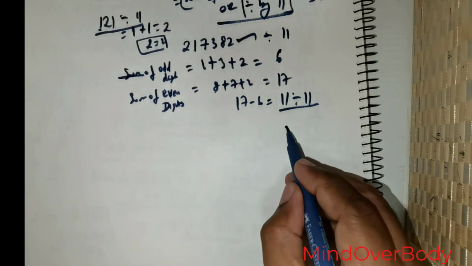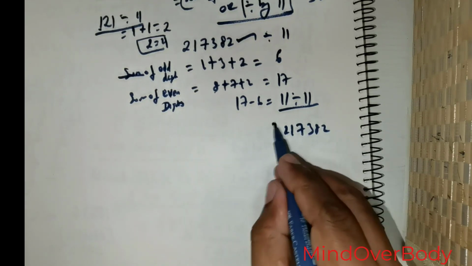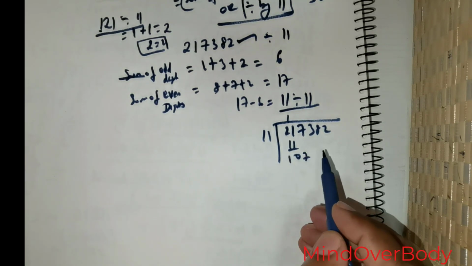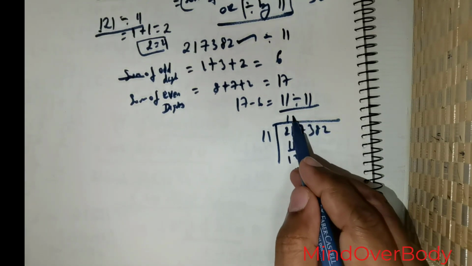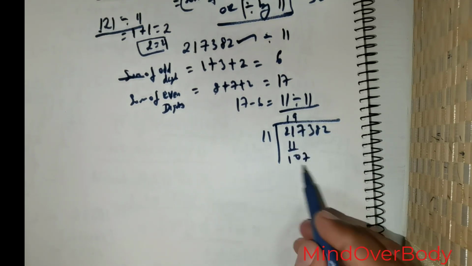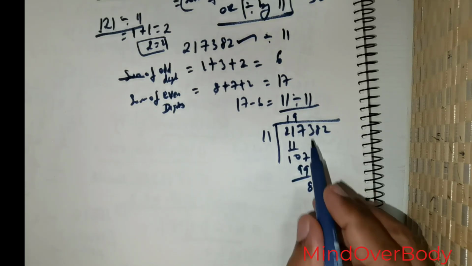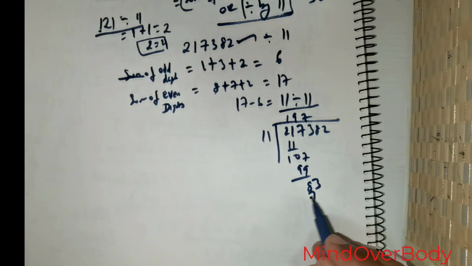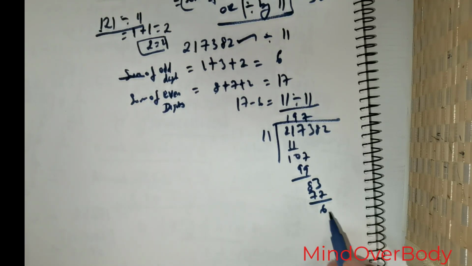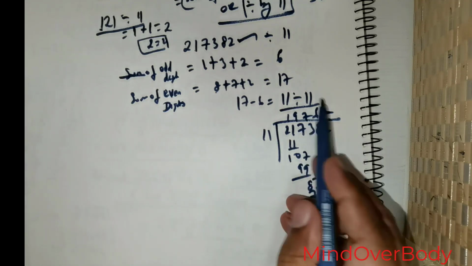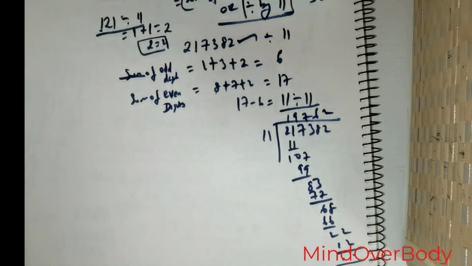You can really check that out. I can show you: 217382. 11 ones are 11, 0, you bring 1 down, 7, and 11 times 9 will give you 99, and this is going to give you 8, and you can bring the 3 down. 7 times 11 is 77, this is going to give you 6. You bring an 8 down, this is 66. 2, this is 2, 22. Okay, so this is the condition that I've applied, and I got the result.